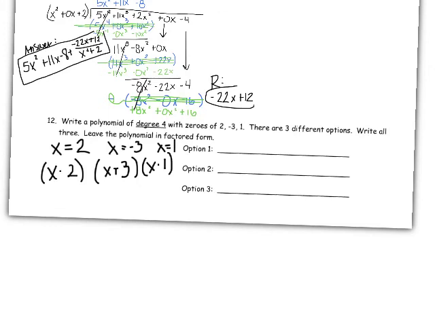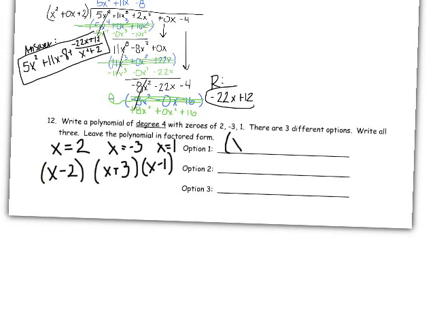Now, make sure you answer all the parts of the question. This is satisfying the zeros, but now I also want to satisfy a degree of 4. This, x times x times x, would only be a degree of 3. So that's why it's telling you there's 3 options, because this isn't the correct answer. This would only be a degree of 3. We need a degree of 4. So one of these guys needs to be squared.